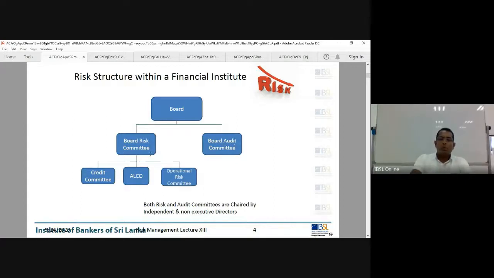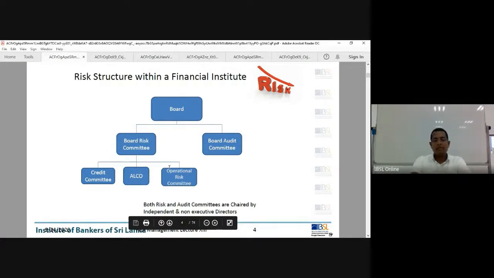So, the board risk committee and the board audit committee have to be headed by two directors who are non-executive and independent. Under the board risk committee, we have three main committees. The board credit committee looks after the credit risk of the bank. Then ALCO, the asset and liability committee, looks after the market risk of the bank. Then the operation risk committee looks after the operation risk of the bank. These three are the main risks faced by a bank.